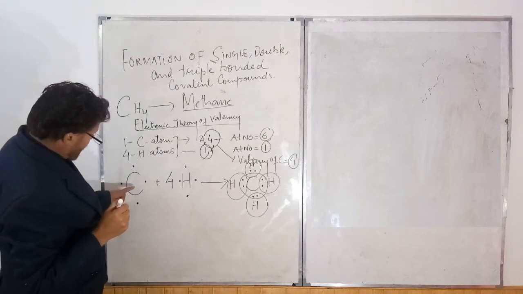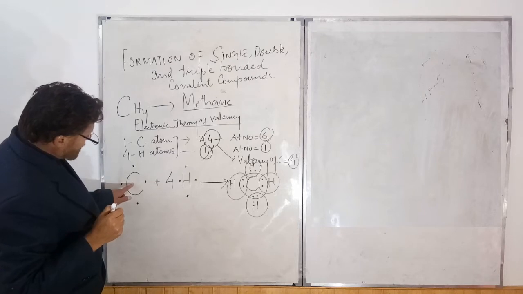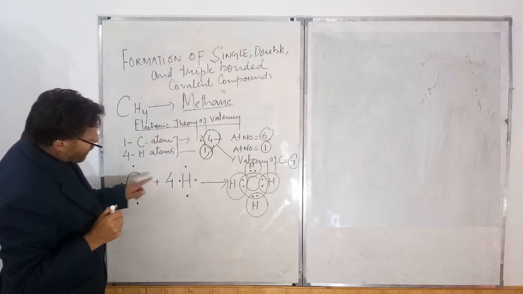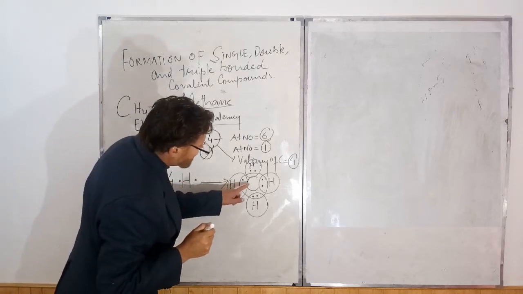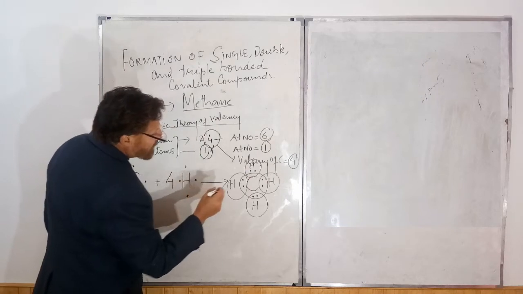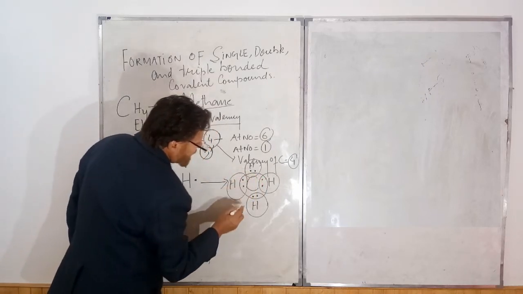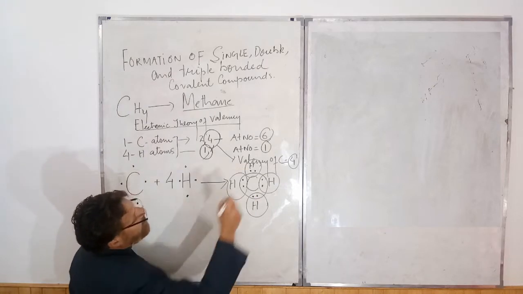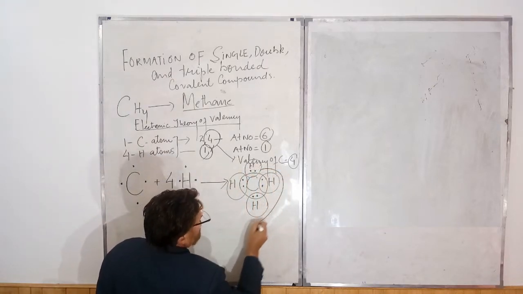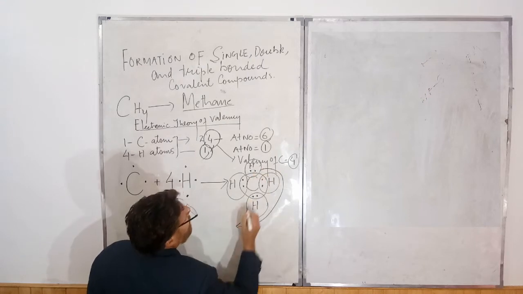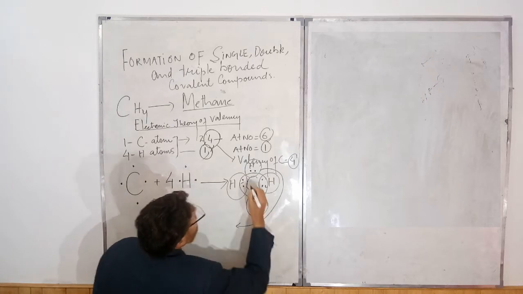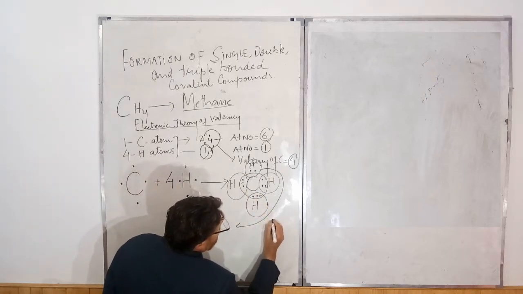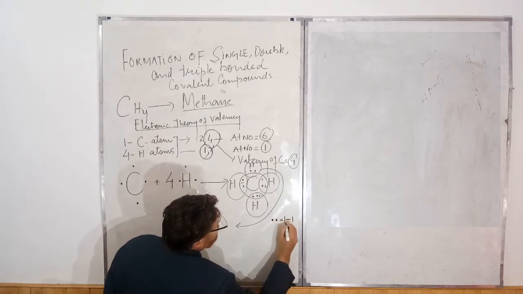Here the 4 electrons of the carbon atom are shared with the 4 electrons of hydrogen, giving the formation of the methane molecule. With this formation, you will see there are 4 shared pairs of electrons: number 1, number 2, number 3 and number 4. All of you have seen these 4 pairs of electrons, having 1 pair each. That means it has a single bond.